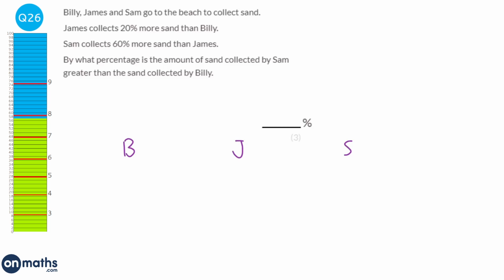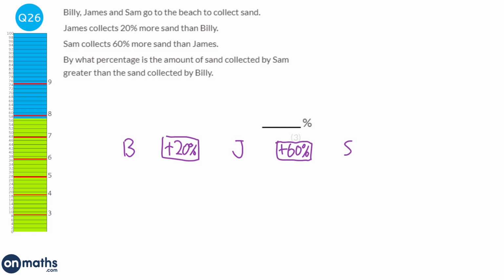So we've got Billy and James and Sam. And James collects 20% more sand than Billy. So we've got James and he's plus 20%. And Sam collects 60% more sand than James, 60%. And you'd think you'd just add the two. Obviously, it's not going to be that easy for 3 marks. So the answer is not 80.